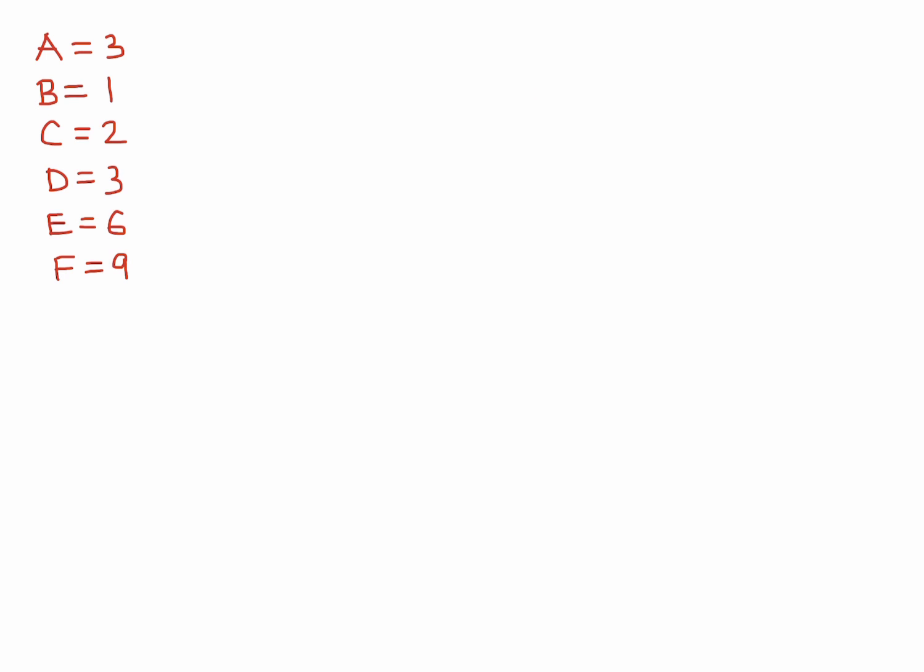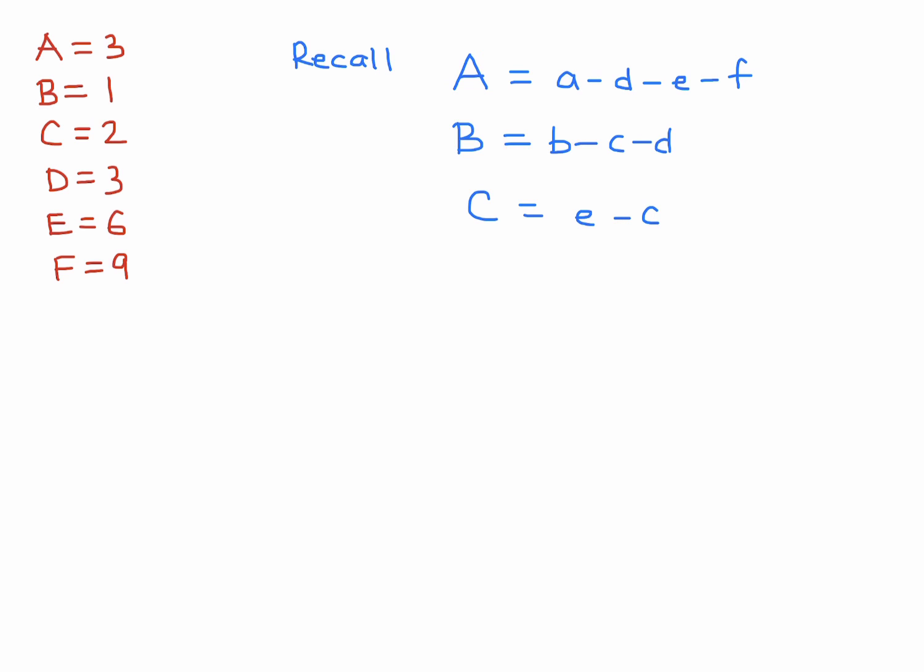And I will summarize all those letters. A we got as 3, B is 1, C is 2, D is 3, E is 6, and F is 9. Now recall, those were the big ones. We had made substitutions earlier. We had made the substitution that big A is equal to small a minus small d minus e minus f. That big B was equal to b minus c minus d. C was equal to small e minus small c. D was equal to just small d. E was equal to f, small f, and big F was equal to small c.